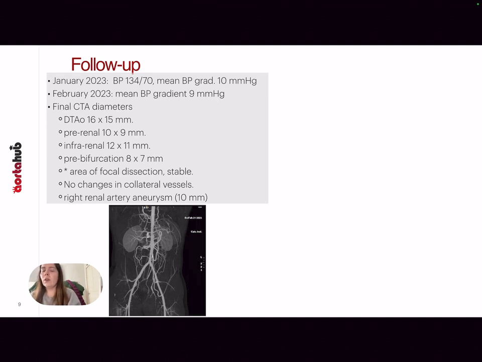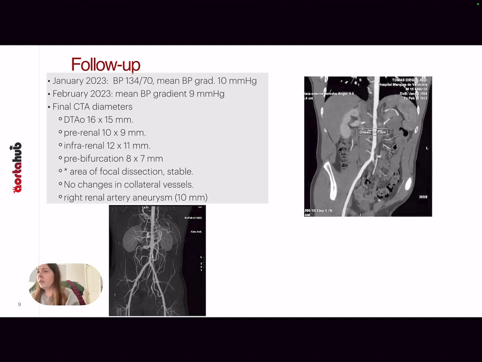The area of focal dissection was stable with no acute features, and the rest of the exam was stable. There were no changes in the collateral circulation that he already established, and the right renal artery aneurysm was still 10 millimeters.